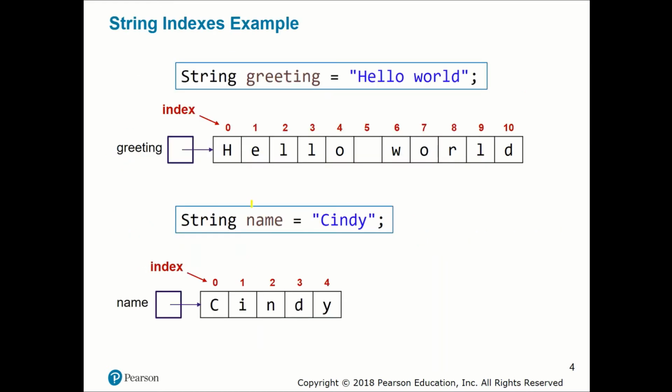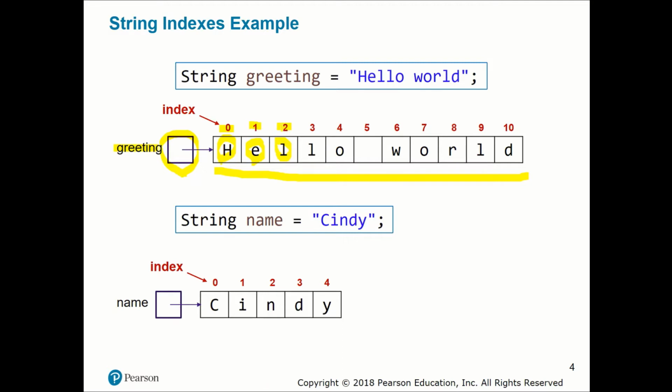Here is an example of two strings. String greeting has hello world. Then in memory, greeting looks like this. So this is a name, an object reference variable, and this is a real object. And the index starts with 0. So H is at index 0, E is at index 1, L is index 2, and so on.